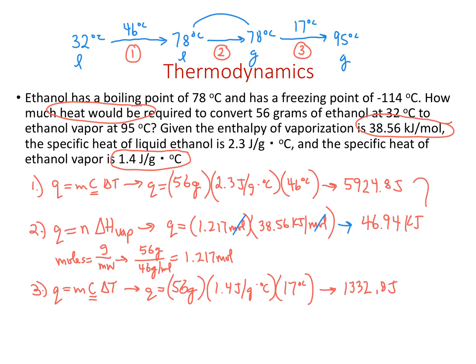Now to find the total heat, that's what I'm looking for, I need to add all 3 of these steps together. And before I can do that, I need to convert step 1 and step 3 into kilojoules. So step 1, 2, and 3. Step 1 is approximately 5.9248 kilojoules. I'm going to divide all of these by 1,000.